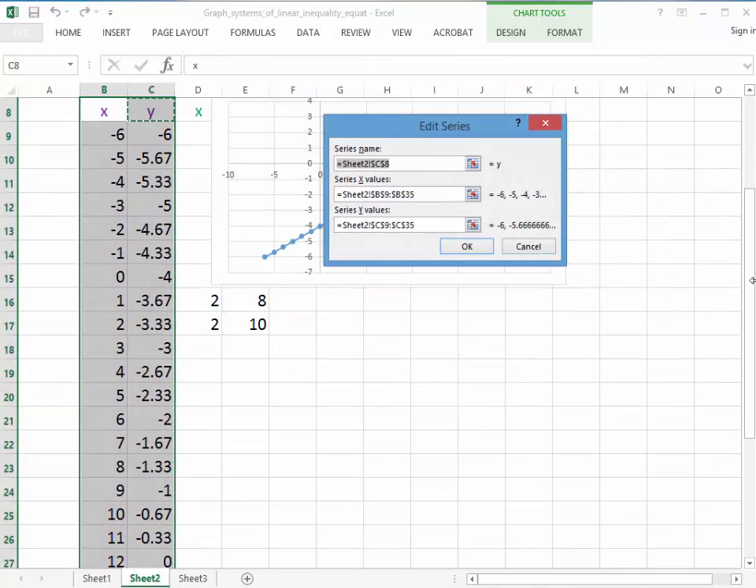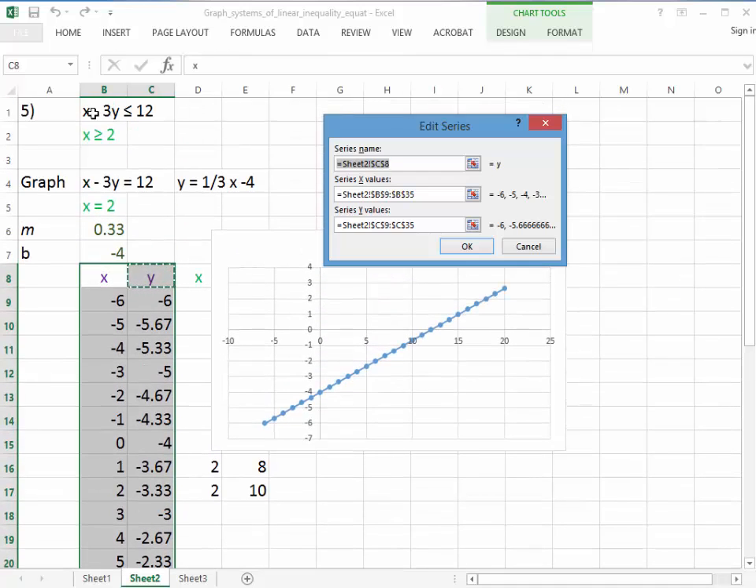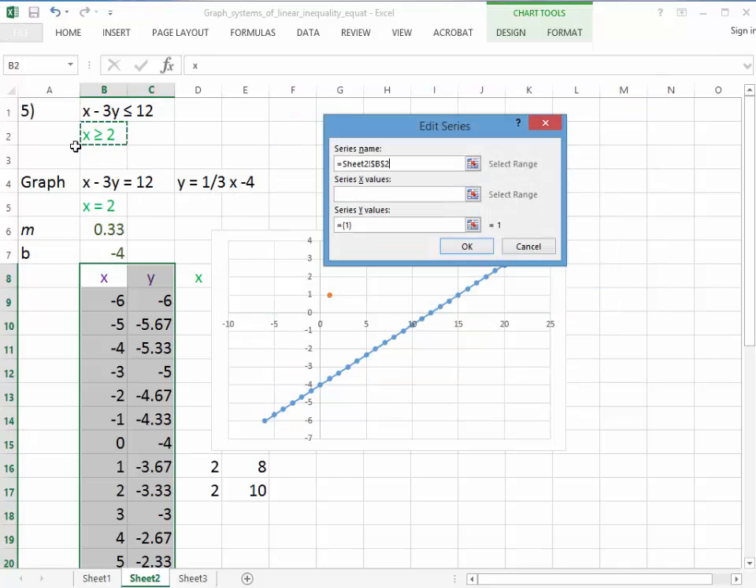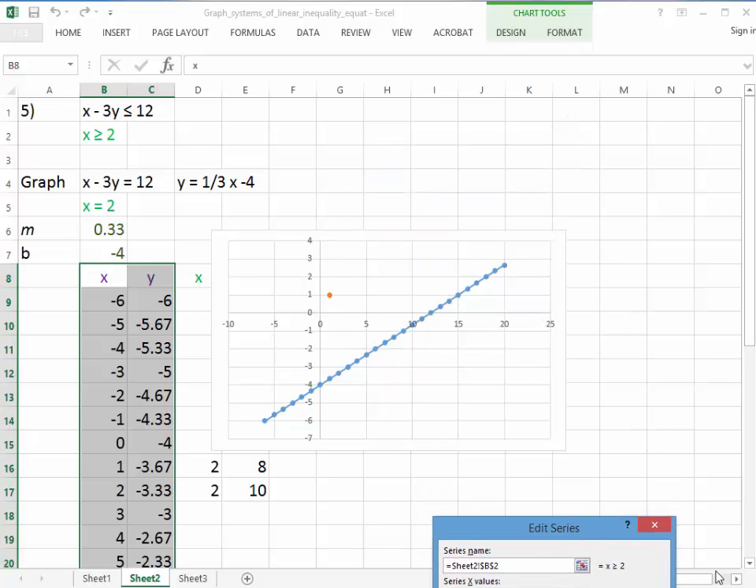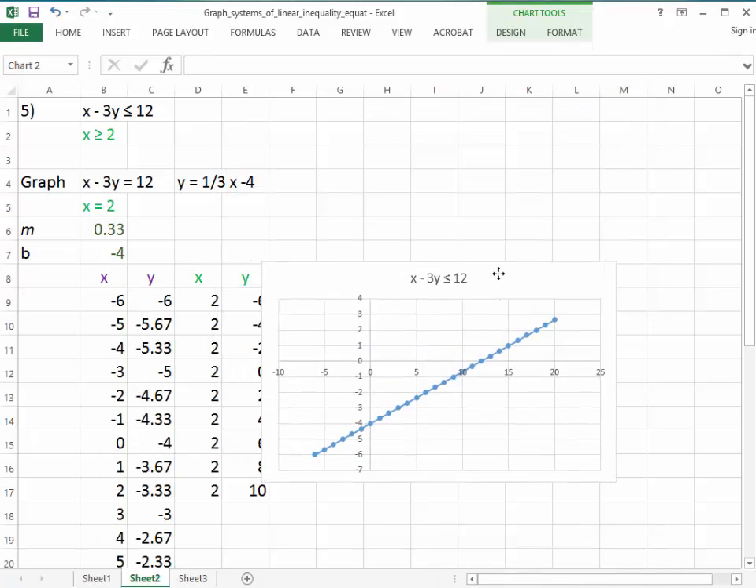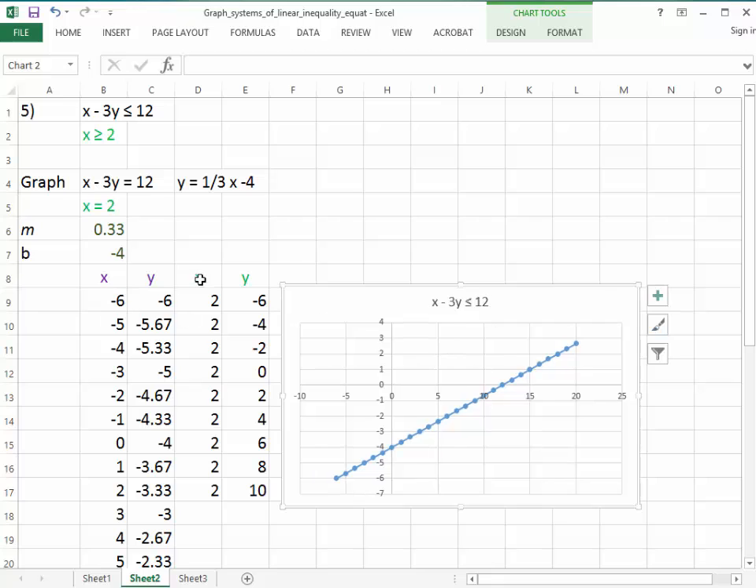I'm going to edit the first equation. I want it to read x minus 3y is less than or equal to 12. For the second equation, I'm going to add, I want it to say x is greater than 2. The x values, and I think I'm going to have to cancel this. I'm not going to be able to get to it. Okay, let's try it again. Press OK. So I'm going to keep what I saved. Let's put that there.